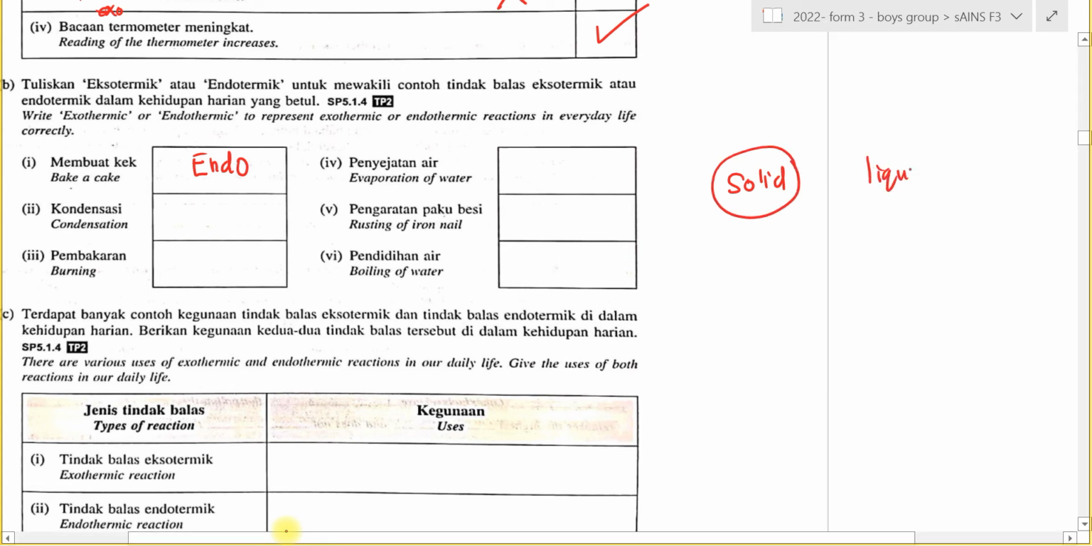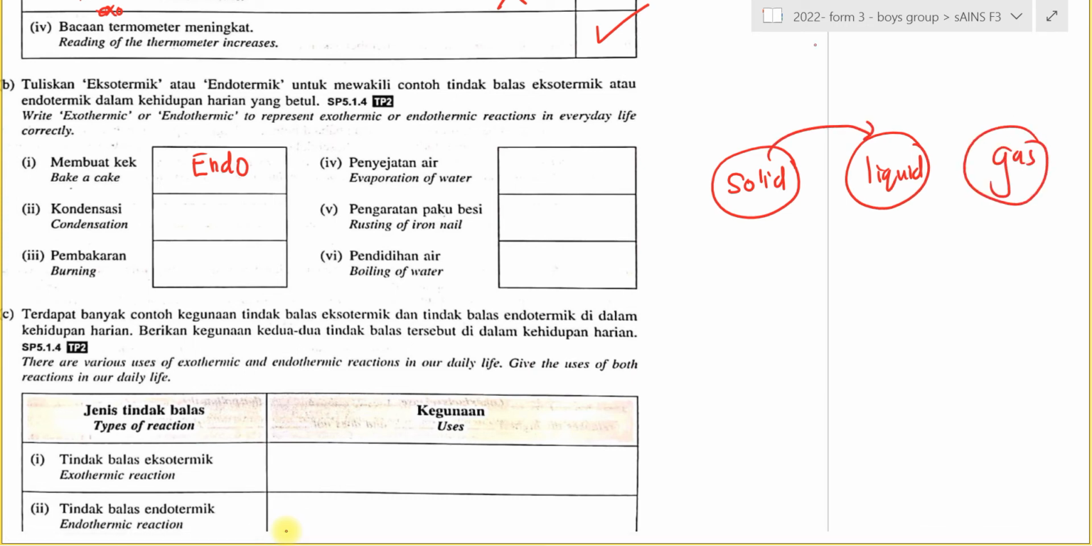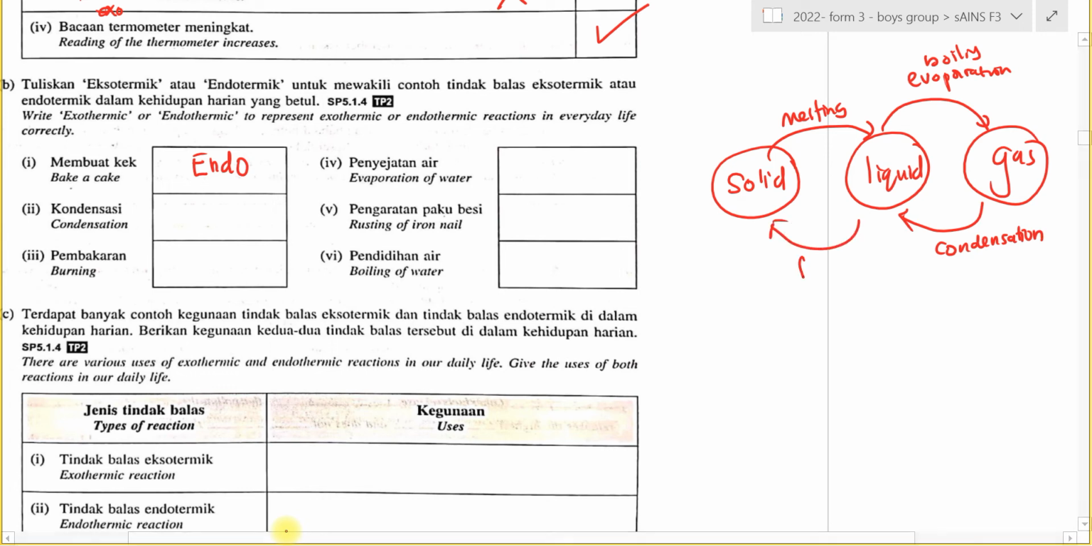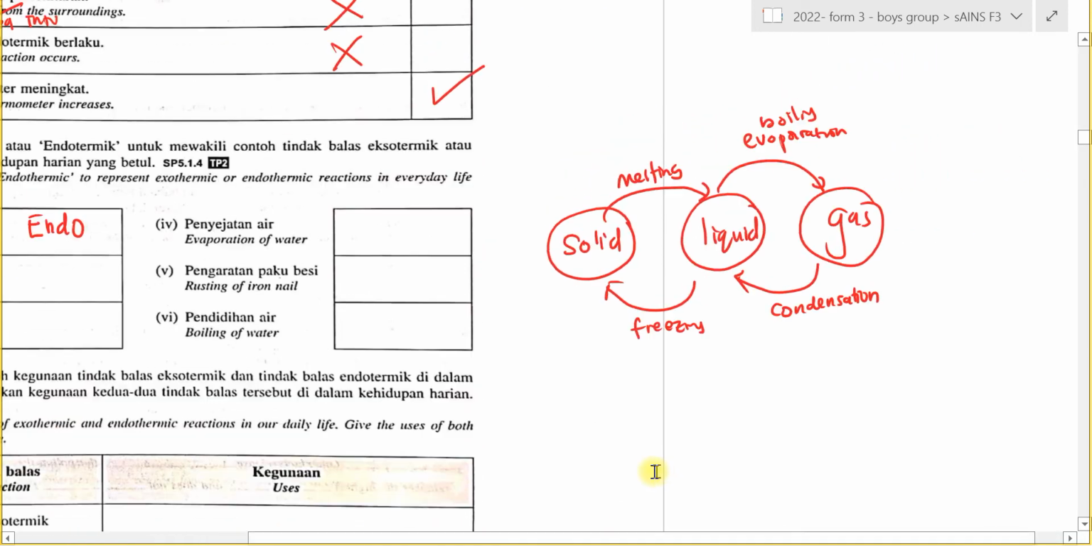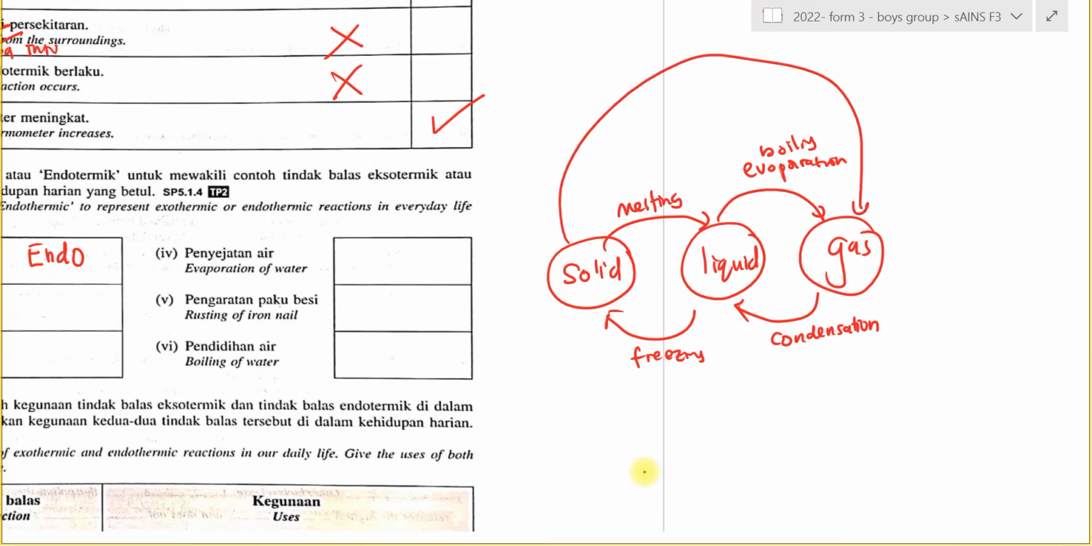Solid, liquid, gas. Solid go to liquid is melting. Liquid go to gas is evaporation, or sometimes we know as boiling. Gas to liquid is condensation. Remember this, and then liquid to solid is freezing. And also we have solid to gas is sublimation, and gas to solid also sublimation.